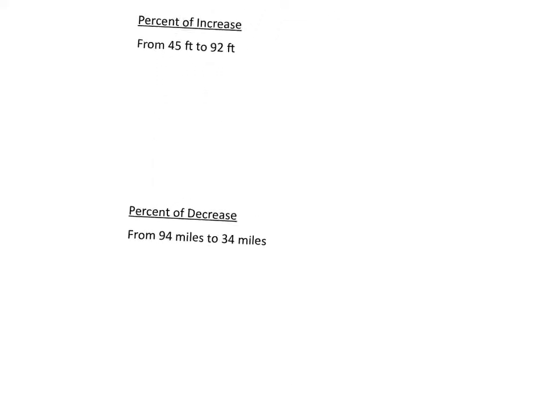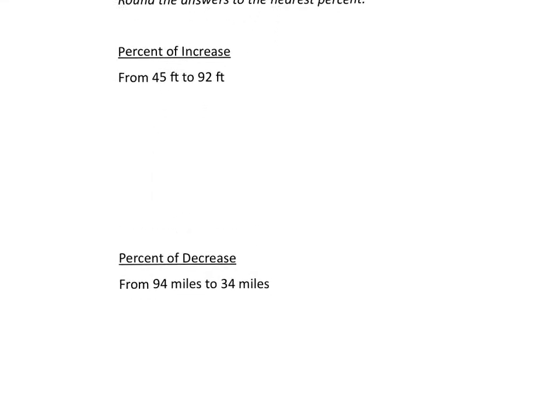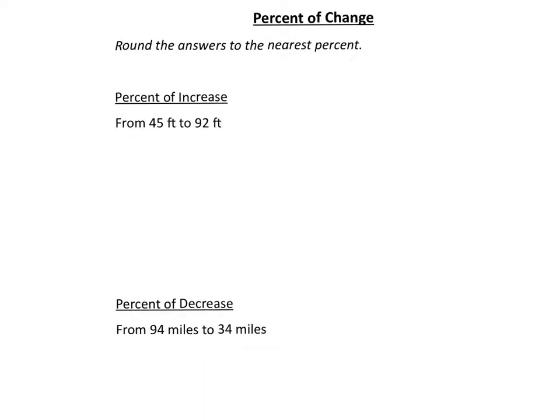So here we have two problems, one of each type, and you'll notice that the directions for both say that we're going to be rounding to the nearest percent. For the first problem, it says, find the percent of increase from 45 feet to 92 feet. Even though this says percent of increase, the first thing that we want to do is subtract. So we want to know how much did it go up. So we're going to subtract 92 minus 45, and that gives us 47.